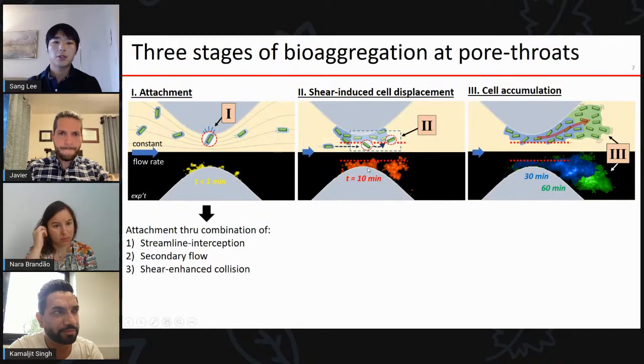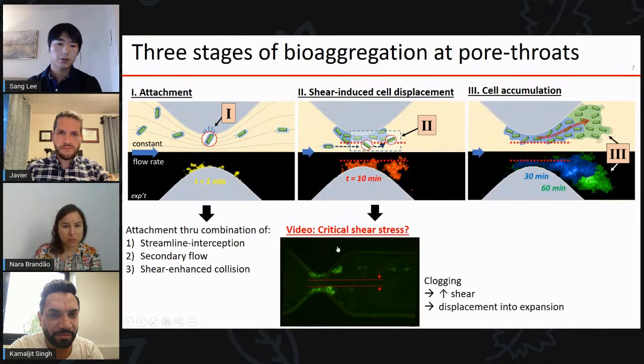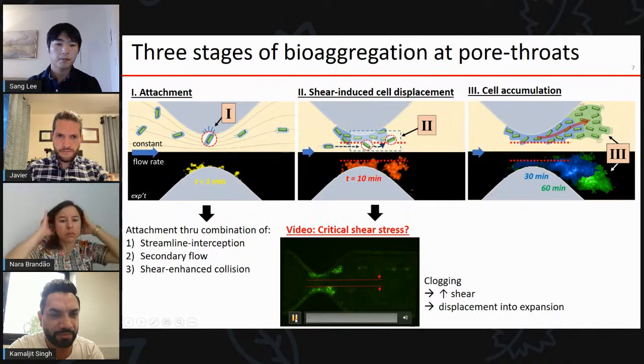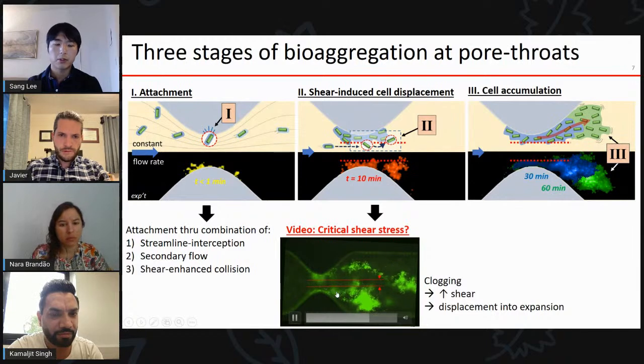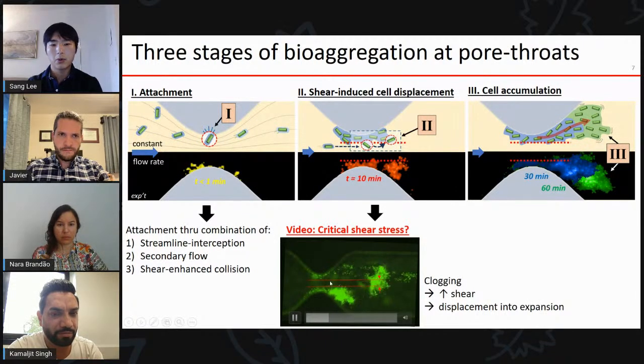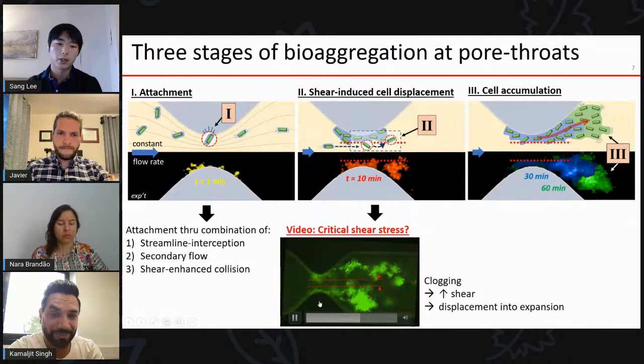In the second stage, the attached cells were pushed downstream by shear. I'll show you this video clip again to clarify what I'm saying. So if you see this video, you see as the cells attach at the throat, they were at the same time pushed downstream in the region of expansion. And then what's interesting is that while this is happening, the pore throat remains a fairly constant pore opening.